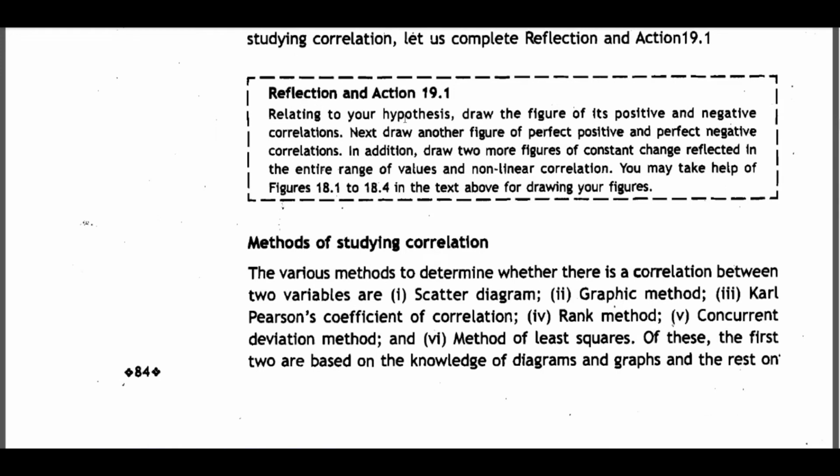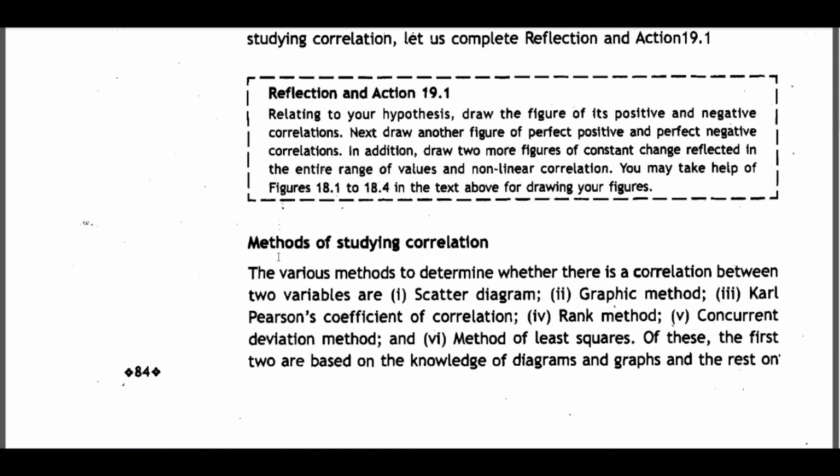Reflections and action 19.1. Relating to your hypothesis, draw the figure of its positive and negative correlation. Next, draw another figure of perfect positive and perfect negative correlations. In addition, draw two more figures of constant change reflected in the entire range of values and non-linear correlation. You may take help of figures 18.1 and 18.4 in the text above for drawing your figures.